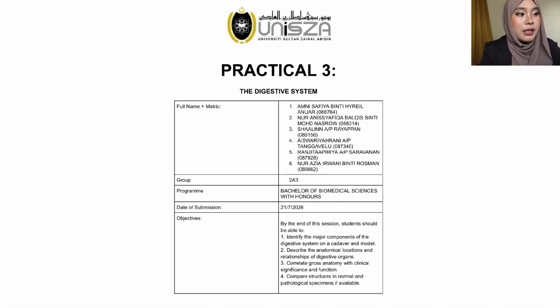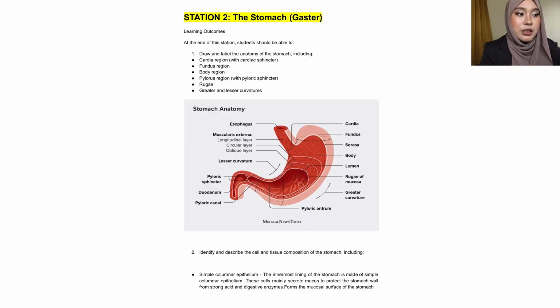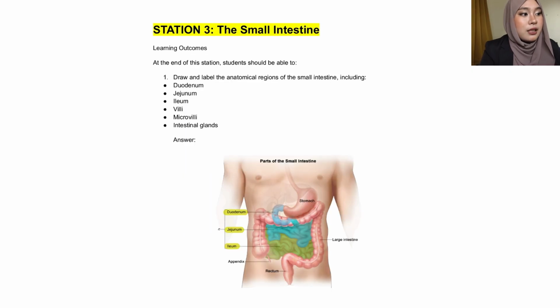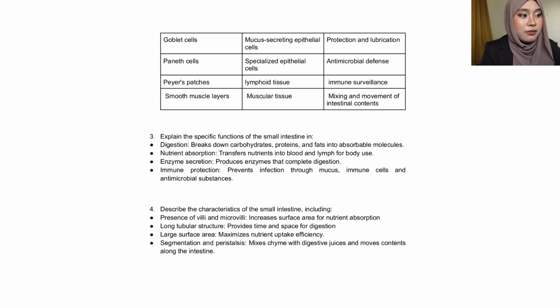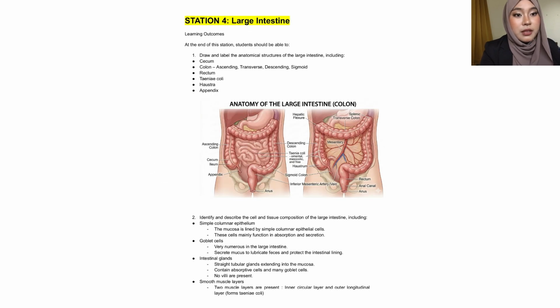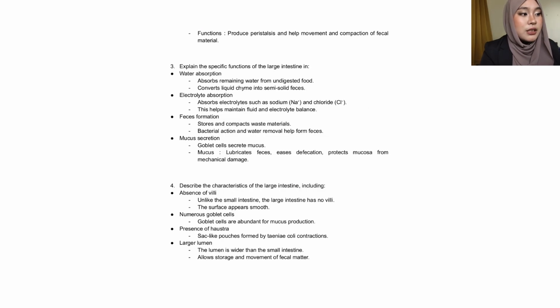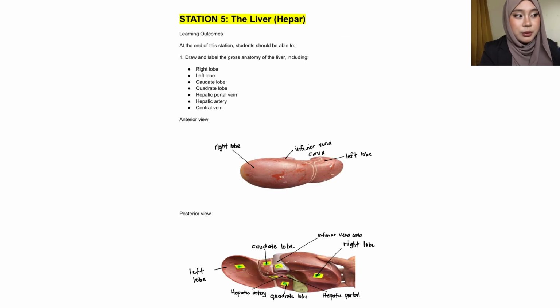So the next practical is the digestive system stations, where, following the alimentary canal, we identified the small intestine as a 6-meter long tube with specialized circular folds and villi for maximum absorption, contrasting with the large intestine, which focuses on water and electrolyte absorption.